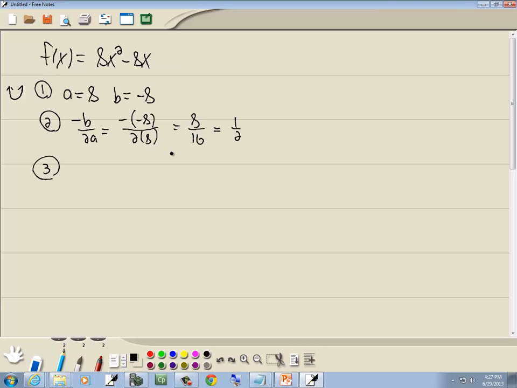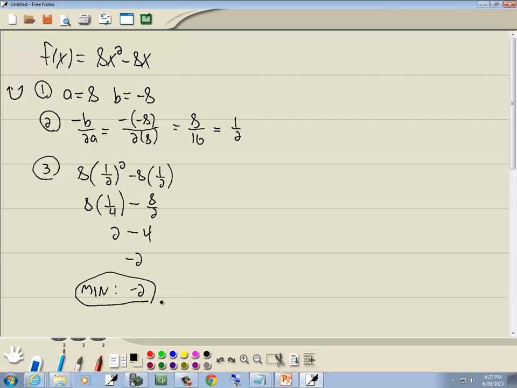We then want to take that value and plug it into our original function. So we got 8 times 1 half squared minus 8 times 1 half. 1 half squared is 1 fourth, minus 8 halves. Now 8 divided by 4 gives us 2, minus, and 8 divided by 2 is 4, so that gives us negative 2. Now we already said it's a min, and the minimum is negative 2. And that's our answer.